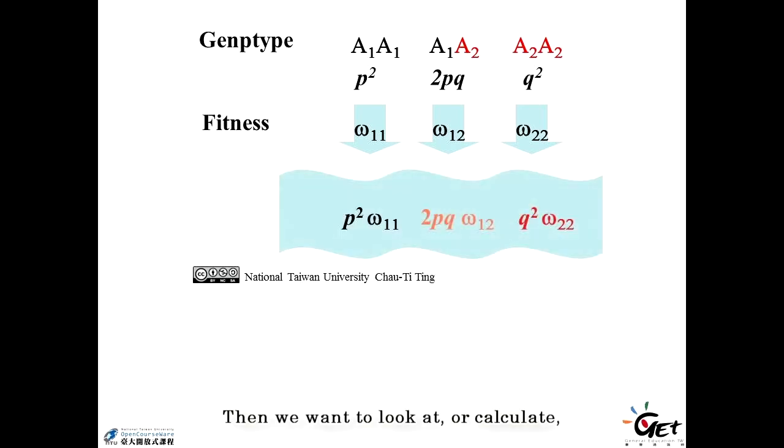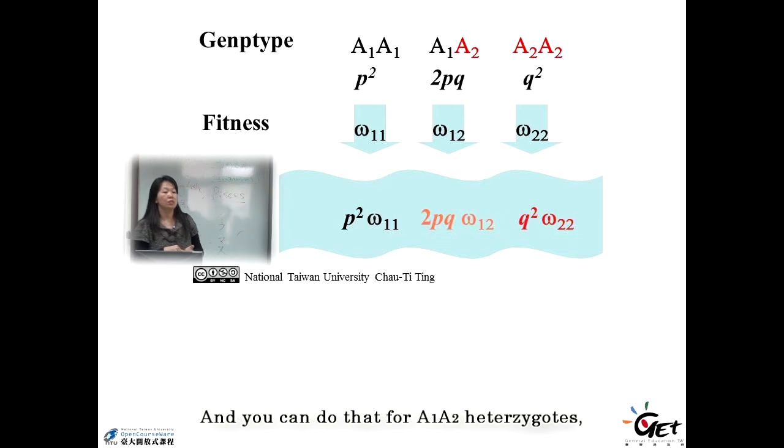Then we want to calculate the frequency after selection. When I say after selection, we consider their fitness, so we multiply their frequency with their fitness. The first one, A1A1, will become P squared times omega 1,1. So that's their fitness, and you can do that for A1A2 heterozygous and A2A2 homozygous.